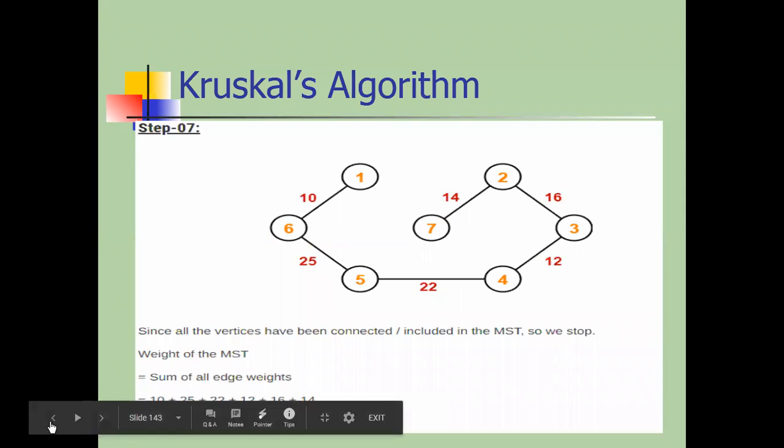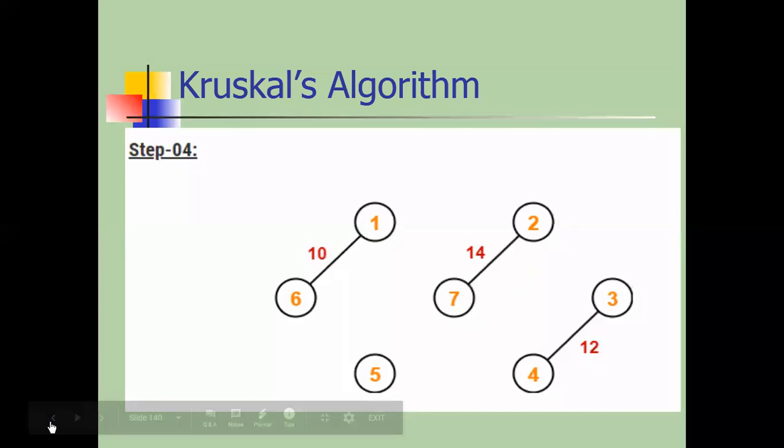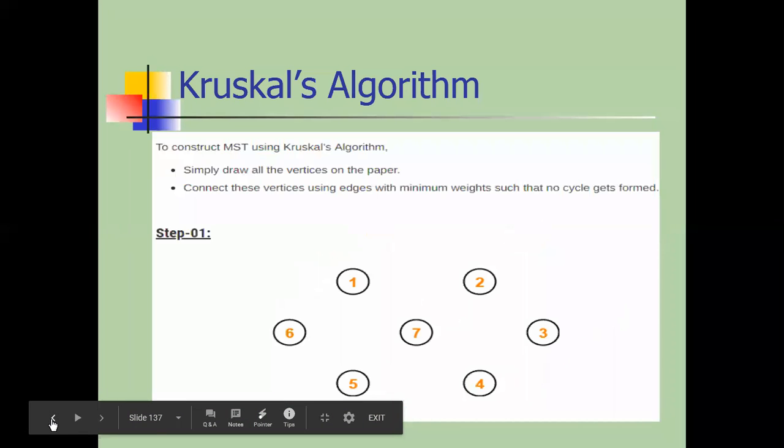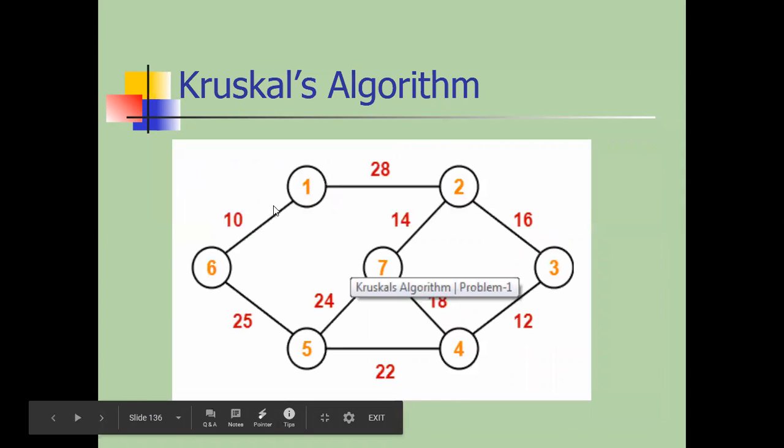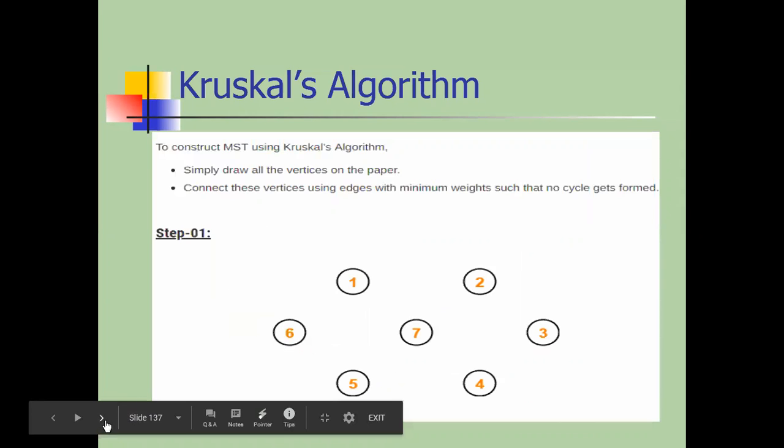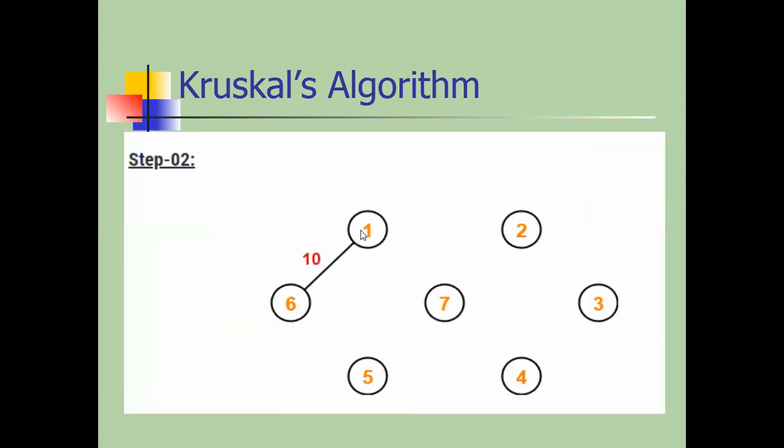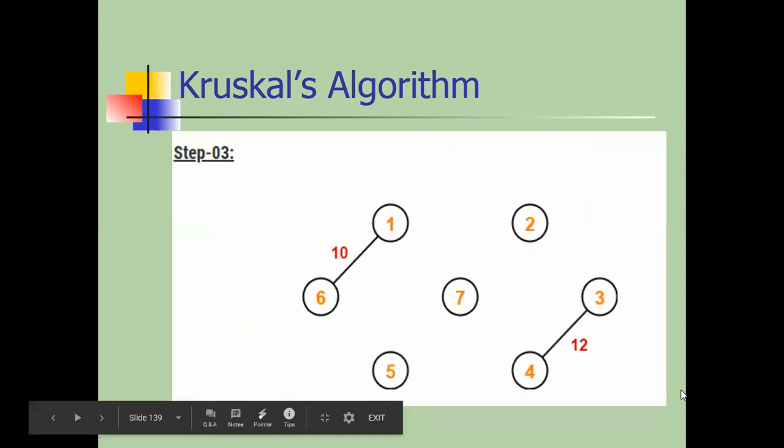Just see here, selecting these vertices again. I'm repeating this part so that you can easily understand. First step, what we are going to do, we have drawn all the vertices on paper, and from that we have to select the minimum edge from all the vertices. So minimum edge वाले vertex कौन है, 6 and 1. That's why we are selecting this one. After that, 3 and 4 is minimum. Why? Because the cost is 12 here.